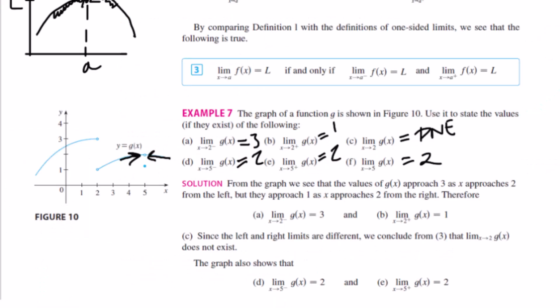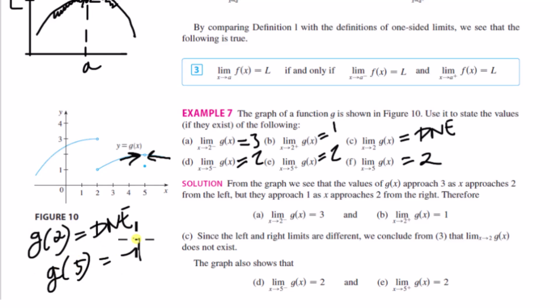So if you evaluated g at 2, g of 2 doesn't exist, right? There's no closed circle anywhere. And then g of 5 is equal to 1. But again, who cares? This could be equal to unicorn. g of 2 could be equal to, you output a unicorn. Doesn't matter. Not when it comes to evaluating limits.